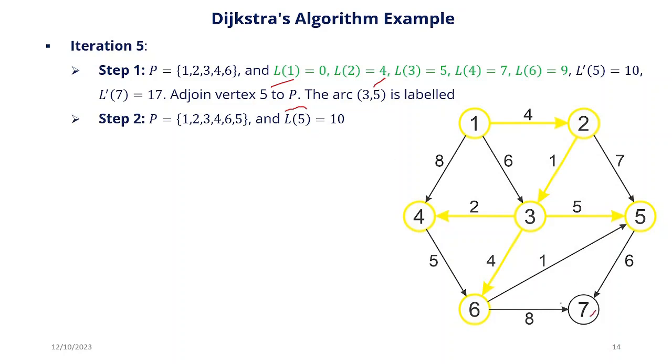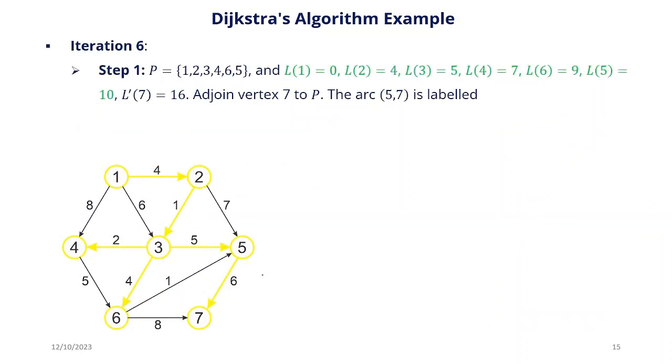We are now left with the last vertex, which is vertex 7. So we are going to fix the tentative L7. Originally the minimum is 17, but we have L5 here as 10, and the arc 5 to 7 is 6, so we have 10 plus 6 equal to 16. The minimum between 17 and 16 is 16, so we choose 16, meaning that the arc 5 to 7 is the one that will be labeled this time around. So in iteration 6, we discover that the arc 5 to 7 is labeled, and then we adjoin 7 to P, and this is what we have.